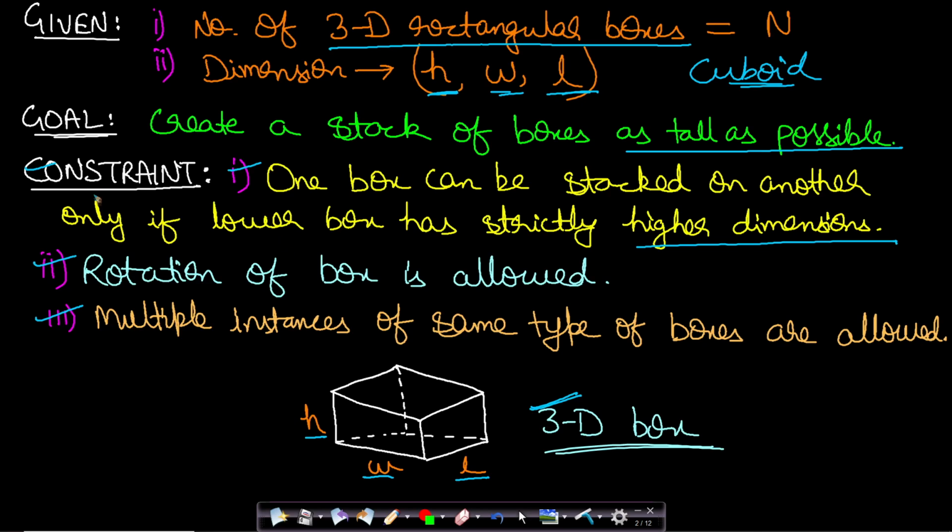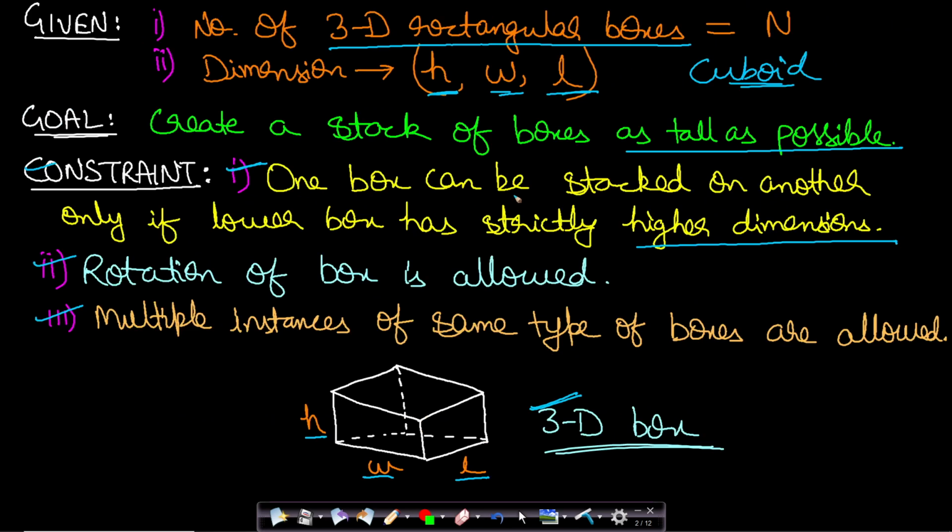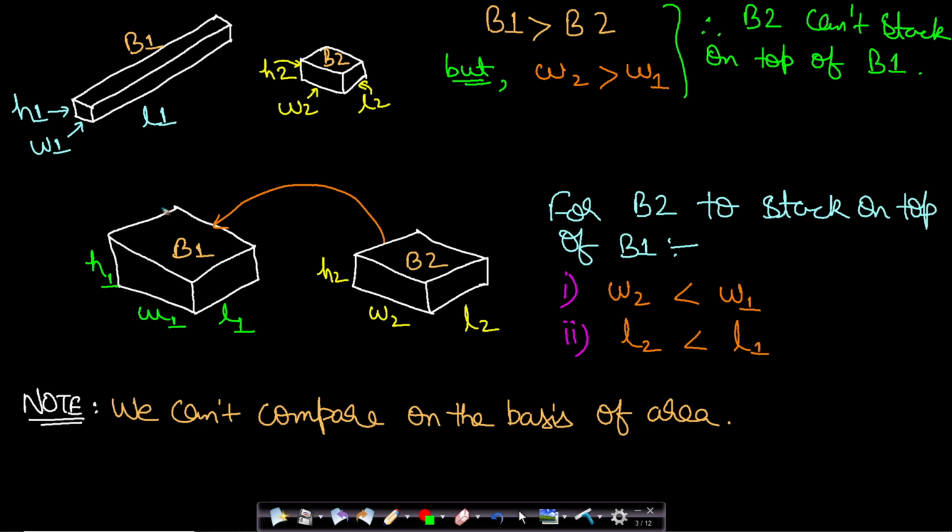So before solving this problem, before looking at any example, let us first understand these three constraints in detail, because these are very important for solving this problem. Now coming to the first constraint, that one box can be stacked on another only if the lower box has strictly higher dimensions. So what does that mean?